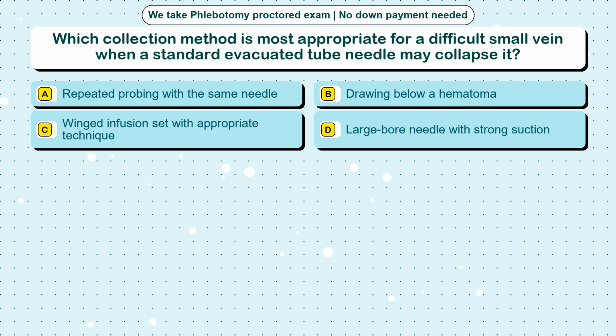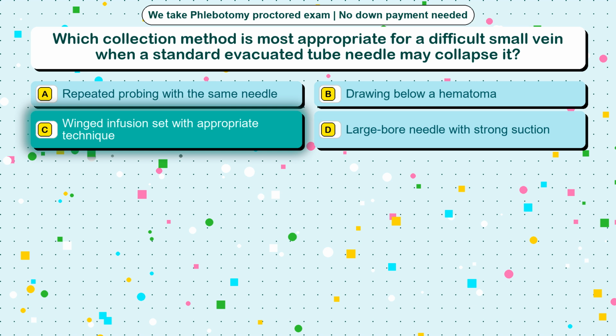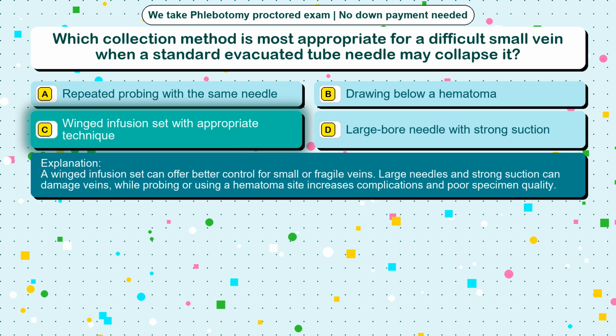Option B, drawing below a hematoma. Option C, winged infusion set with appropriate technique. Option D, large bore needle with strong suction. The correct answer is option C, winged infusion set with appropriate technique. A winged infusion set can offer better control for small or fragile veins. Large needles and strong suction can damage veins, while probing or using a hematoma site increases complications and poor specimen quality.